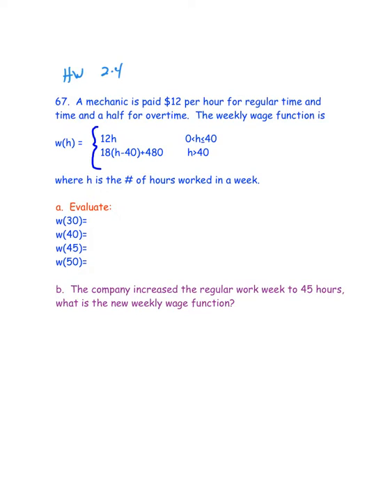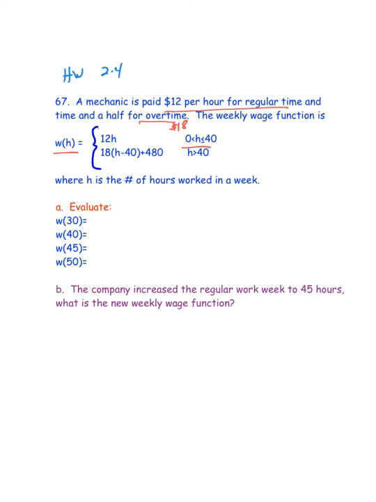This is the solution to number 67 from homework 2.4. Let's talk a little bit about the function that we're given. We're given a piecewise defined function, W of H, and it's used to represent the pay for a mechanic. It says a mechanic is paid $12 per hour for regular time and time and a half for overtime. So that time and a half is going to be $18 an hour. Okay, and regular time is up to 40 hours.